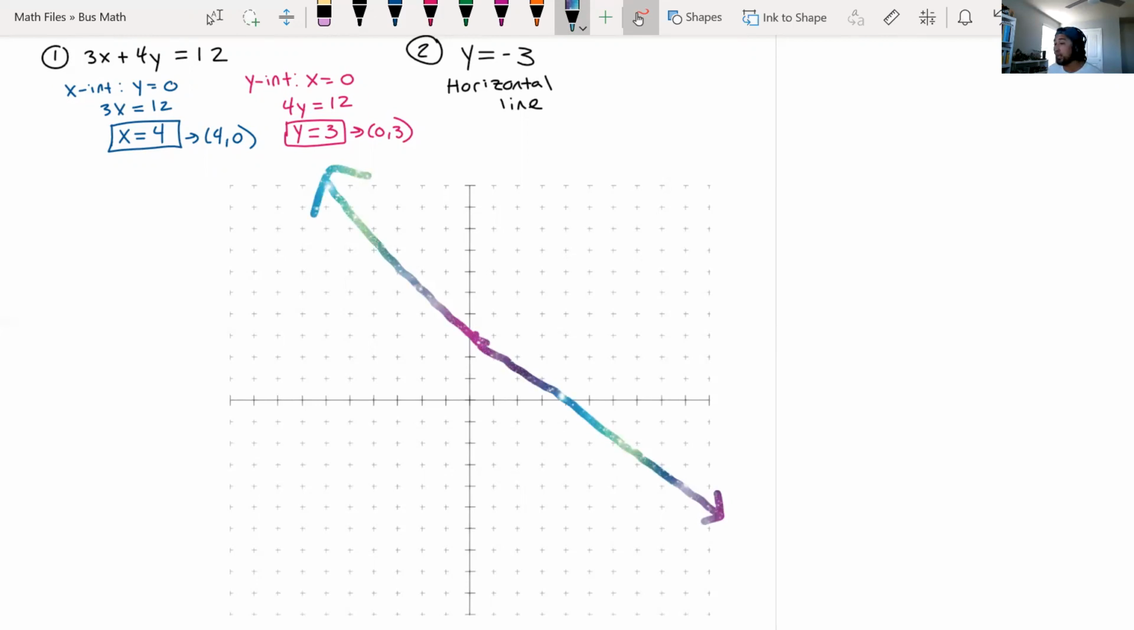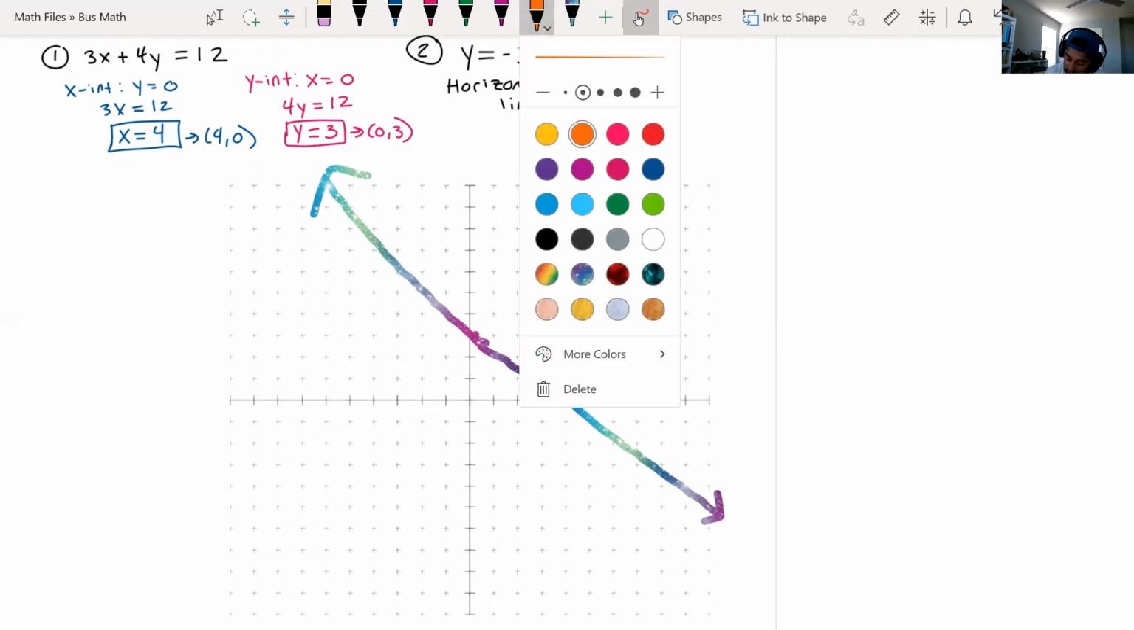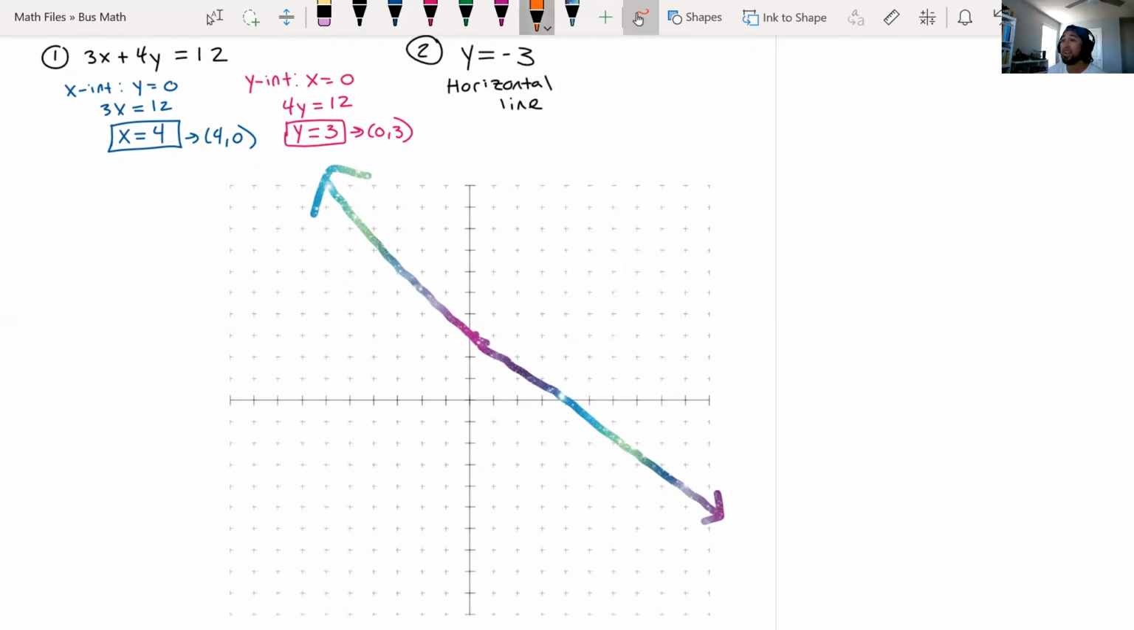And then my second line is y equals -3. For that one, let's just use this color. You're going to find -3 on the y-axis and make a horizontal line. 1, 2, 3. So here's y equals -3.